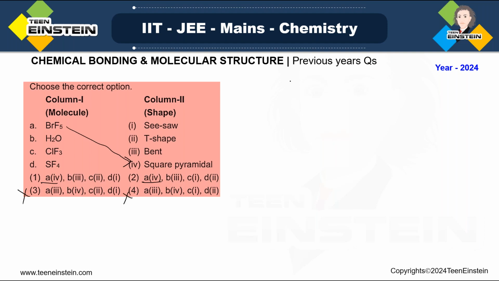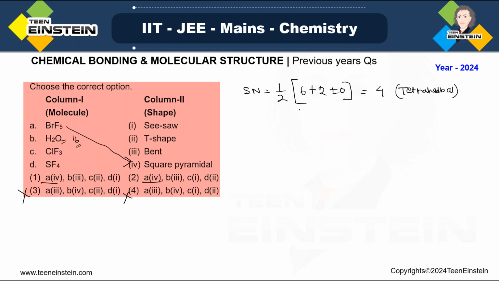Now come to the H2O molecule. For H2O, the central atom is oxygen, and oxygen is from group 16. So 6 will be its valence electrons. So steric number, if we calculate, is 6 plus number of monovalent atoms attached, 2, plus minus 0. So you are getting 8 by 2, you are getting 4. So when steric number is 4, it is basically tetrahedral. That is the overall shape.